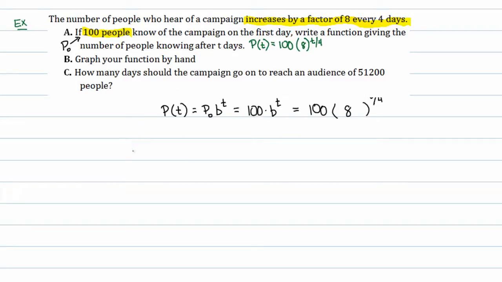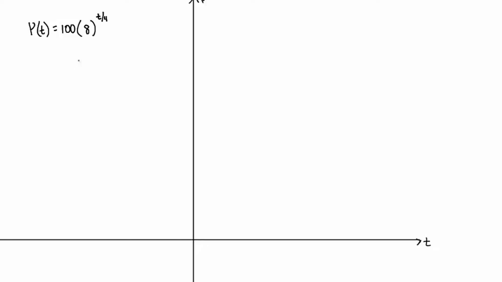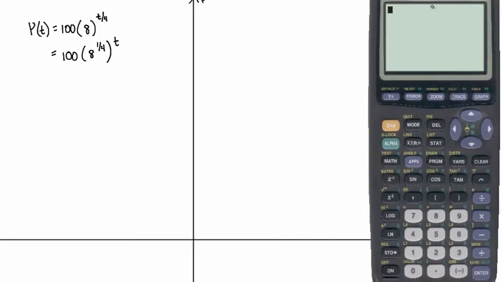Now graph your function by hand. That's going to be very difficult to do, but we'll give it a whirl here. So I draw some axes in here, and I'm going to rewrite this in a form that's easier for me to graph with. That's like 100 times 8 to the 1/4 all being raised to the t. Remember, powers to powers multiply. And then I can use a calculator to figure out what 8 to the 1/4 is, because that's not going to be a nice number, I'll tell you that. So 8 raised to the 1/4 power, I'll get 1.68 roughly.